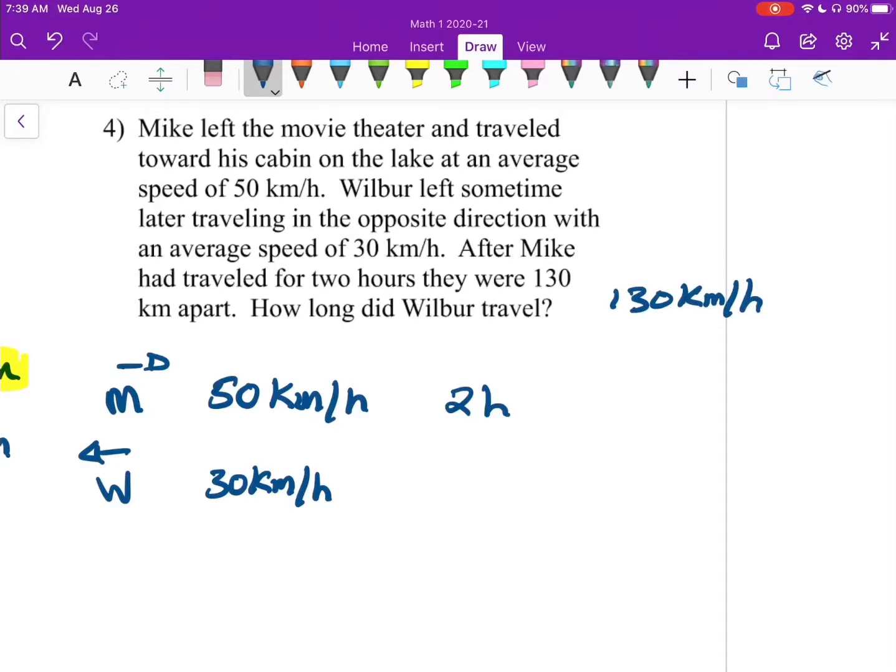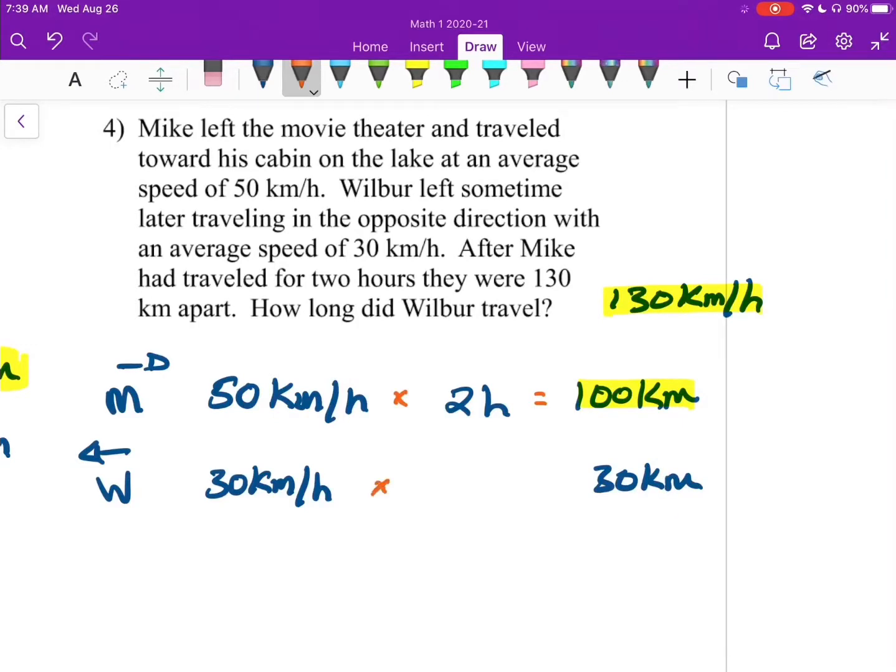So let's start off by seeing how far did Mike travel. So Mike traveled, if we multiply here, then he traveled 100 kilometers, right? Because I have 50 times 2. So if Mike traveled 100 kilometers, in total they traveled 130. Well, that means that Wilbur must have traveled only 30 kilometers, right?